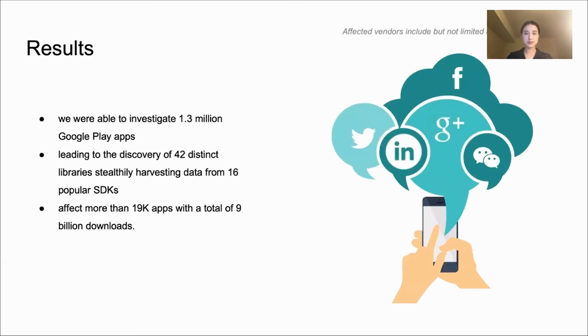Results. We investigated 1.3 million Google Play apps. We discovered 42 distinct libraries stealthily harvesting data from 16 popular SDKs. It affects more than 19,000 apps with a total of 9 billion downloads. The affected vendors include, but are not limited to, Facebook, Google, LinkedIn, Twitter, and WeChat.